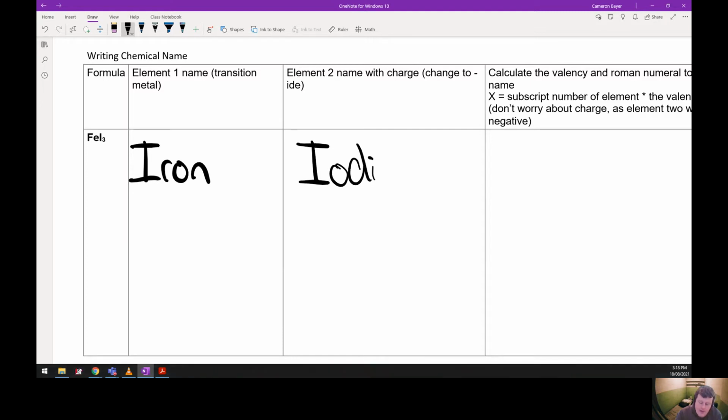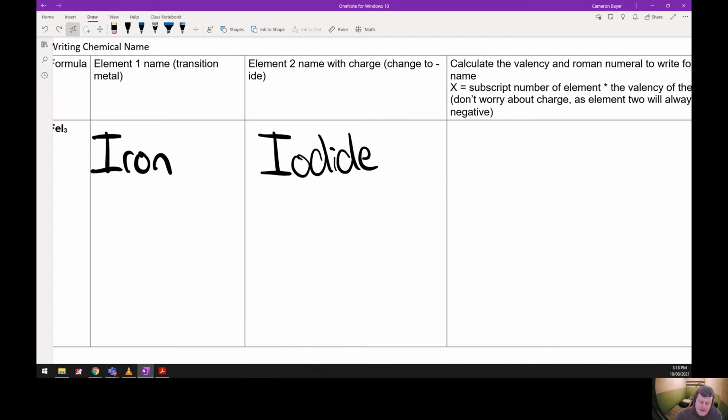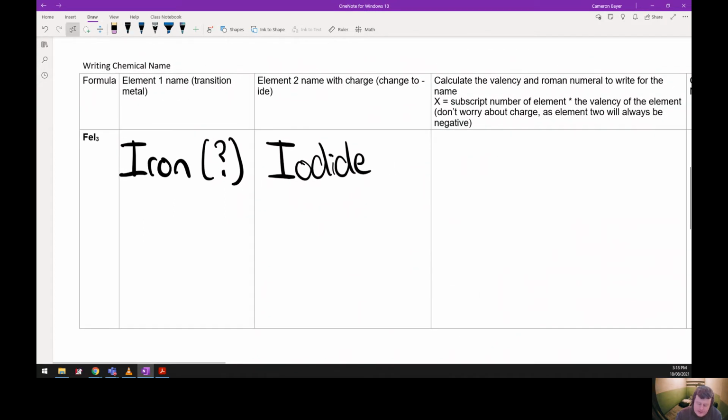Sorry, my laptop just went blah. So now I have an iodine. I know I'm already going to shortcut and write it as an iodide. But now I need to find out, question mark, what is my Roman numeral going to be? So what I need to do is find out X. I'm going to put X as my unknown, and that's going to be the Roman numeral.